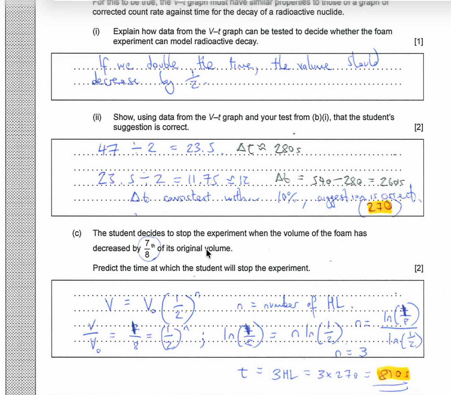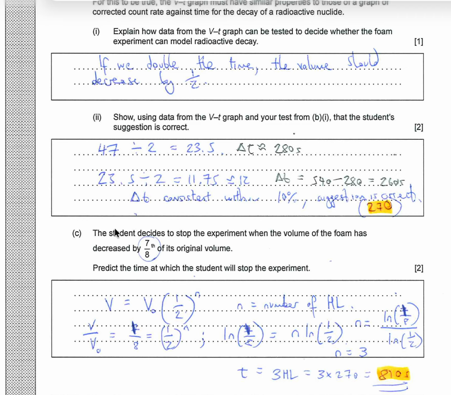Okay, we're then asked finally to stop the experiment when the volume has decreased by 7/8 of its original volume. Now, I originally misread that question. I read it as 2, but they mean by. So basically, you've gone from V0 to V0 take away 7/8, to 1/8. So we're going to say that our volume V is the original volume times 1/2 to the power of n. Now, n is the number of half-lives. We're saying here that V over V0 has gone to 1/8 of its original value, so that's 1/2 to the n. Hopefully you can see there that n is equal to 3.